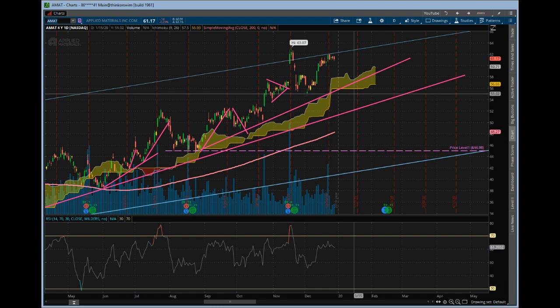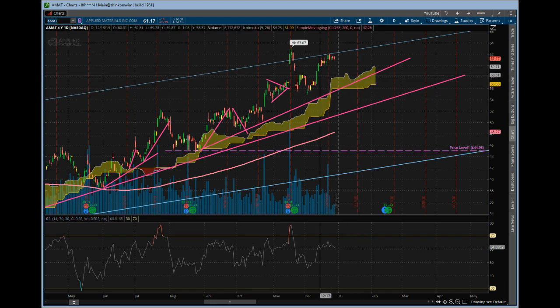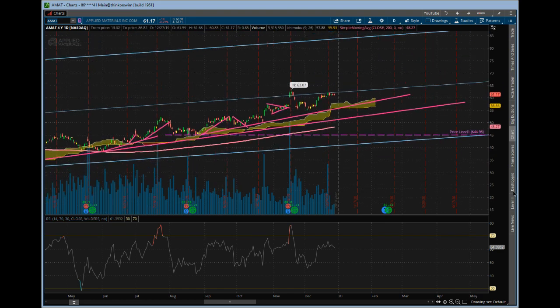AMAT had a good write-up this weekend in Barron's. We'll see if that gives it any strength. We do have a macro pitchfork right here, which is holding its resistance. Plus, we have these recent highs. So see if we can get over those levels. It might be gearing up.